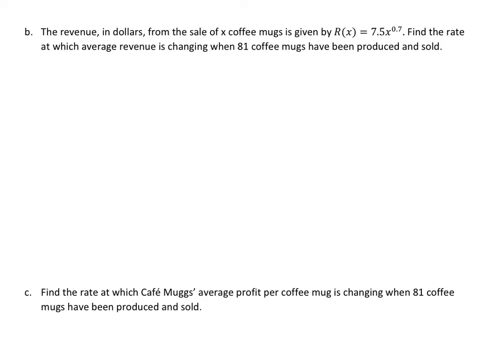For part B, the revenue in dollars from the sale of x coffee mugs is given by R of x, which is equal to 7.5x to the 0.7. Find the rate at which average revenue is changing when 81 coffee mugs have been produced and sold. We've defined the average revenue function as R of x, the revenue function, divided by x. So that's going to look like 7.5x to the 0.7 divided by x.